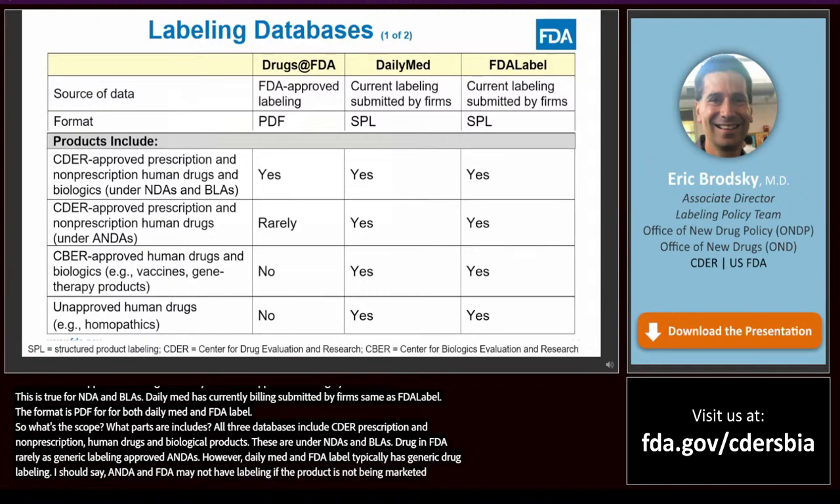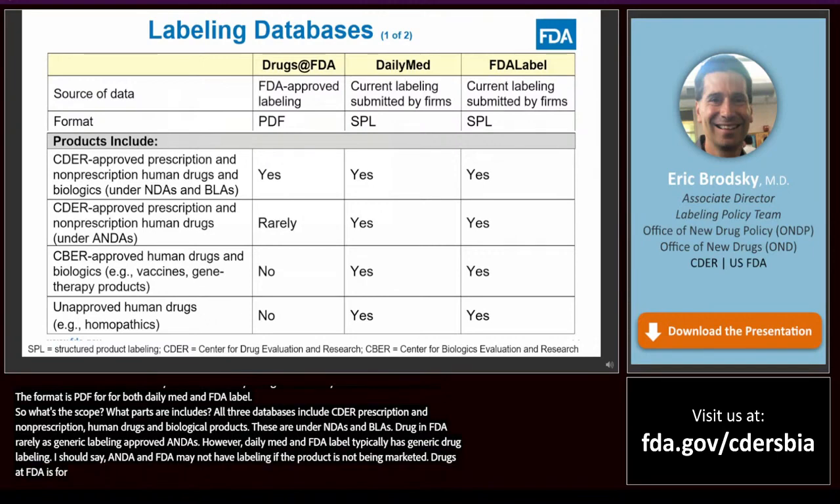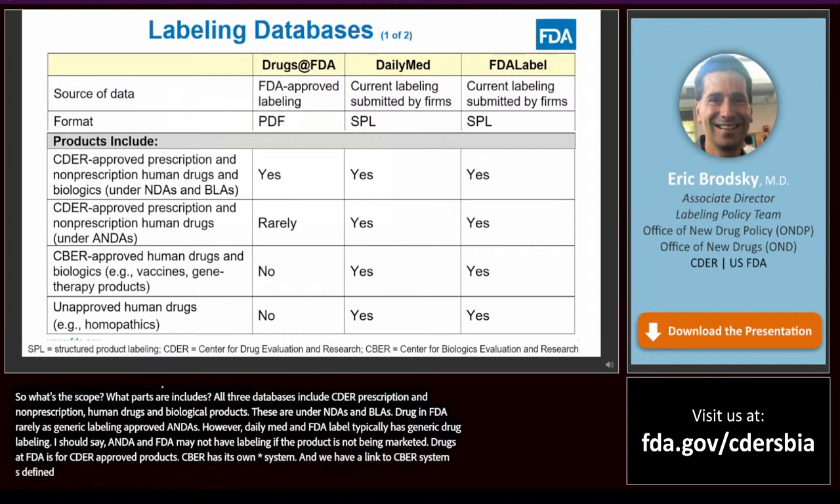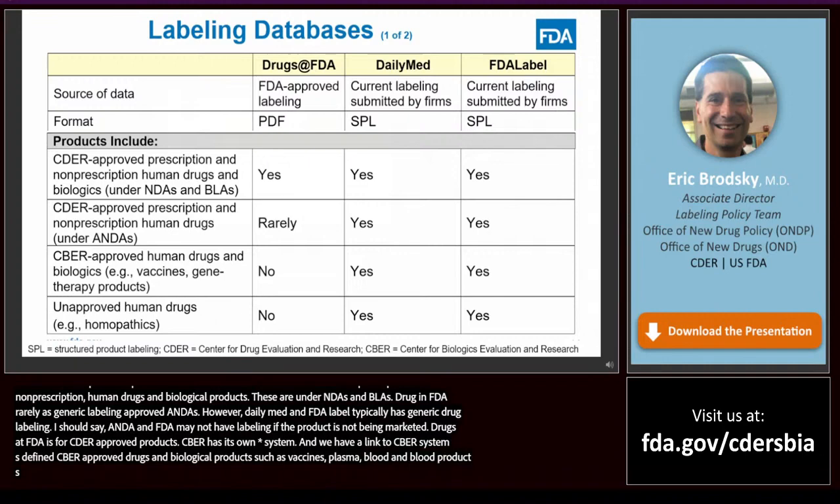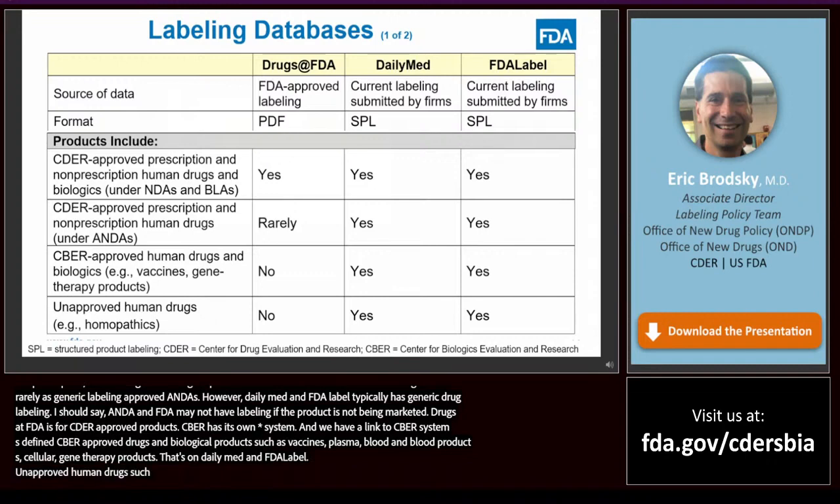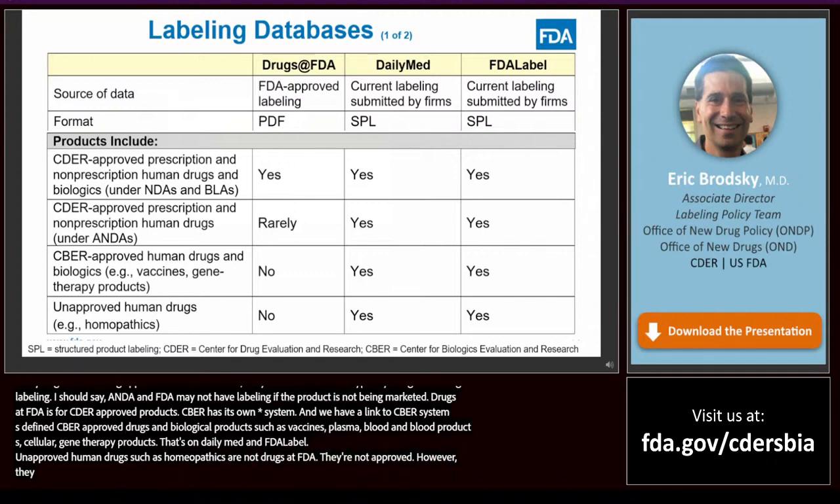Drugs at FDA is for CDER-approved products. CBER has its own system, and we have a link to CBER's system to find CBER-approved biological products such as vaccines, allergenics, plasma, blood and blood products, cellular and tissue therapy, and gene therapy products. So that's not on Drugs at FDA, but that's on DailyMed and FDA Label. Unapproved human drugs such as homeopathics are not on Drugs at FDA. They're not approved. However, they generally appear on DailyMed and FDA Label.